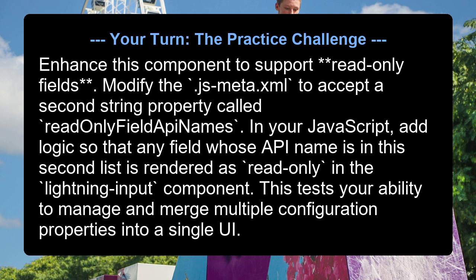Your turn, the practice challenge. Enhance this component to support read-only fields. Modify the .js-meta.xml to accept a second string property called read-only field API names. In your JavaScript, add logic so that any field whose API name is in this second list is rendered as read-only in the Lightning input component. This tests your ability to manage and merge multiple configuration properties into a single UI.